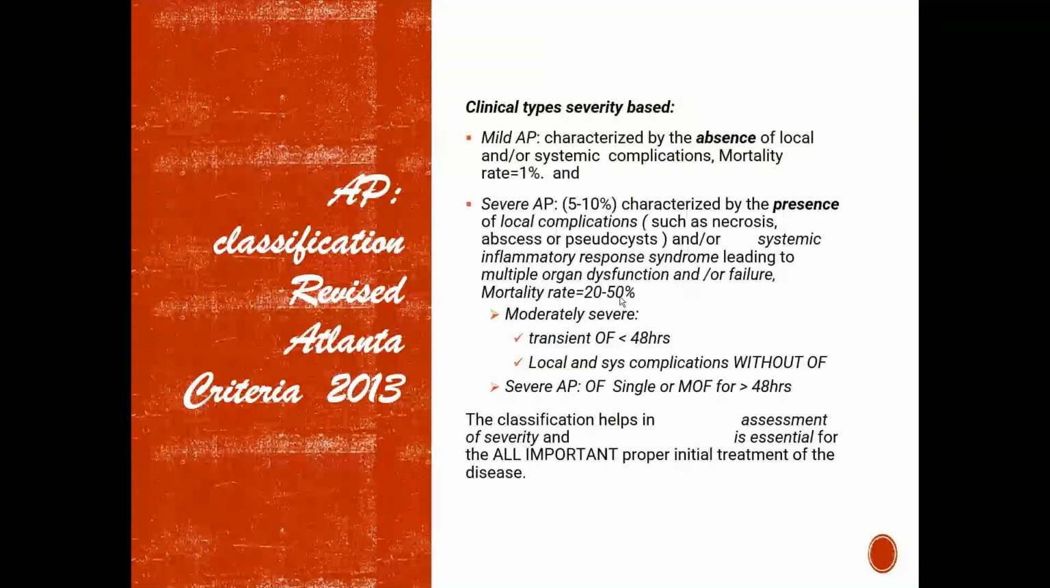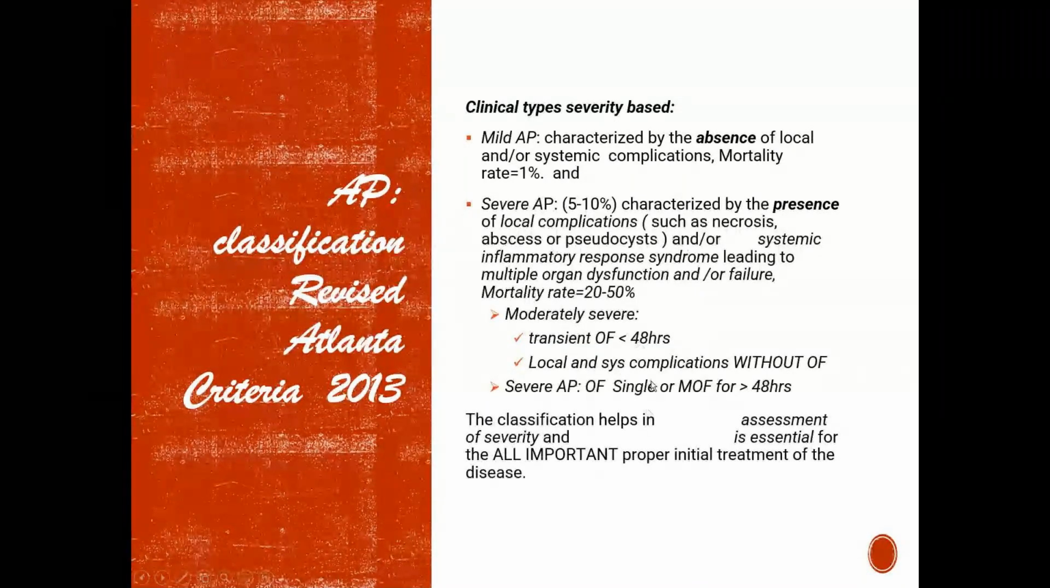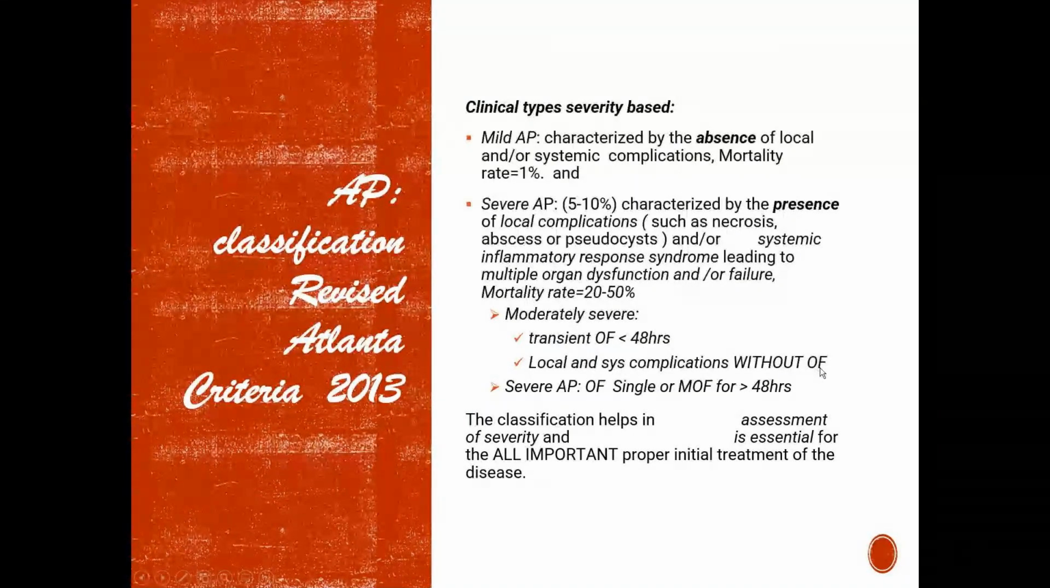As I said earlier, the severe has now been divided into two, a subgroup, moderately severe and severe. Moderately severe, here you have a presence of local complication or systemic inflammatory response syndrome, but it is transient organ failure of less than 48 hours. So, by definition, if you're talking about a moderately severe, you're looking at the systemic manifestation having been there only transiently for less than 48 hours, or local systemic complications without organ failure. OF is organ failure. Here OF is not off, it is organ failure. So in two instances, we like to call it moderately severe.